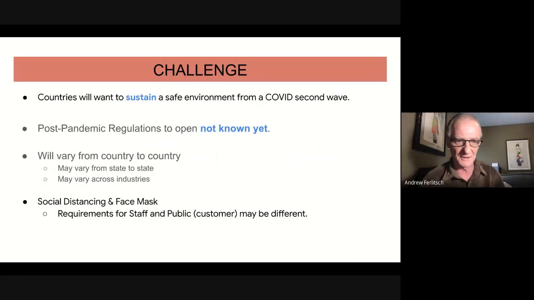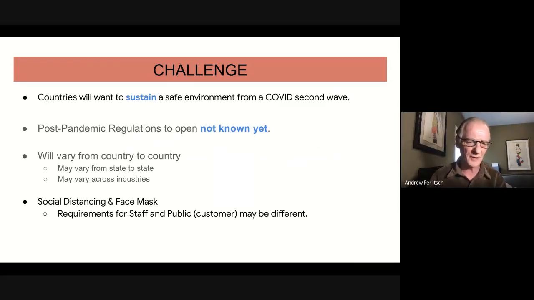So let's start with the challenge. Countries will want to sustain a safe environment from a COVID-19 second wave. And in this post-pandemic period, there are likely to be regulations to open, and we don't necessarily know what they're going to be yet. We can presume they're going to vary from country to country. They may even vary from state to state within the country, and they could possibly vary across industries. For example, there may be one requirement for grocery stores, a different one for the restaurant industry, a different one for hospitals, et cetera.